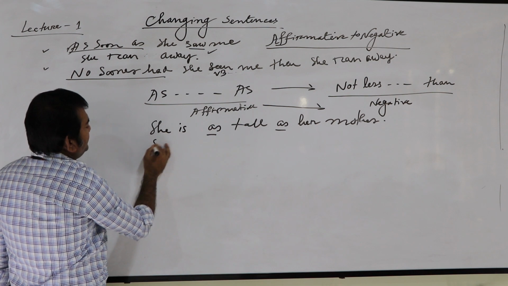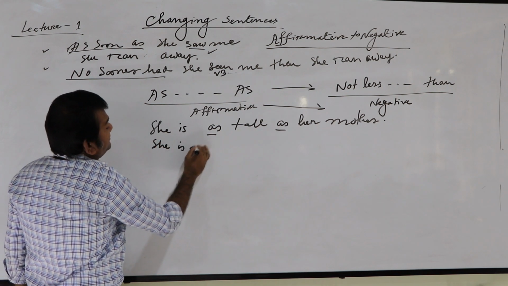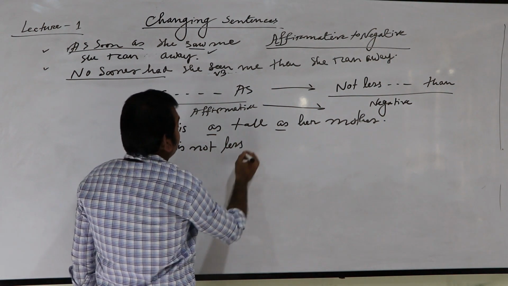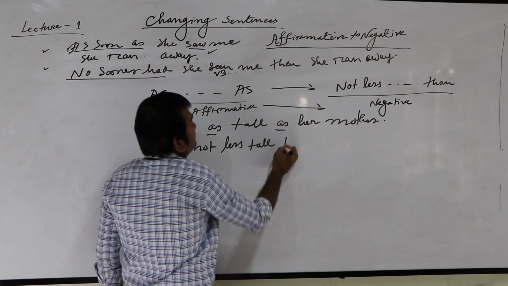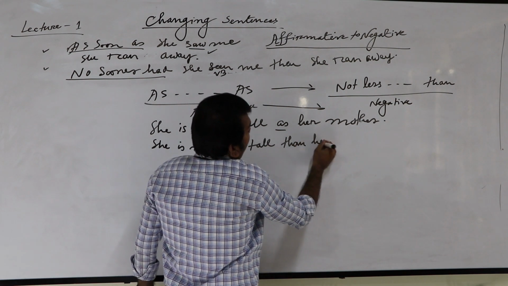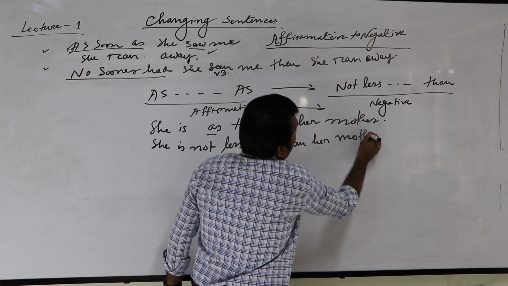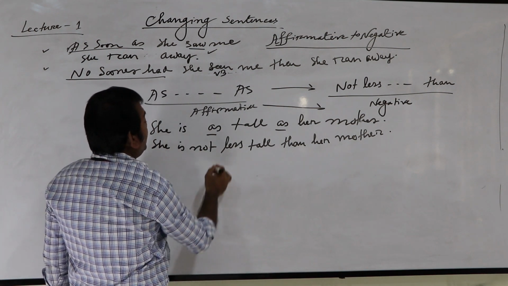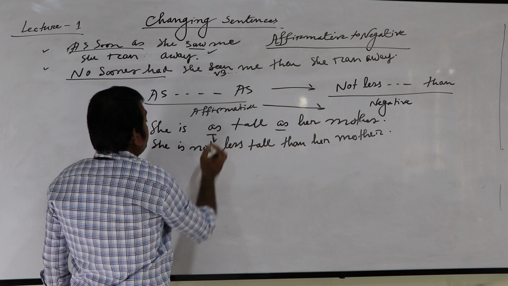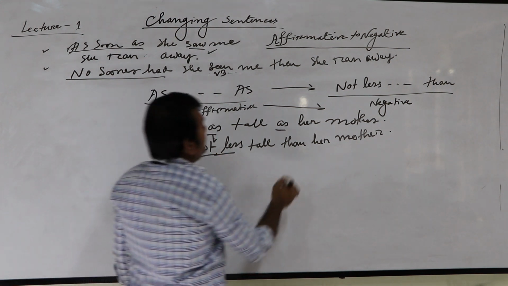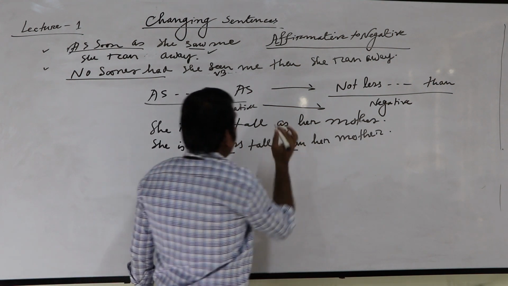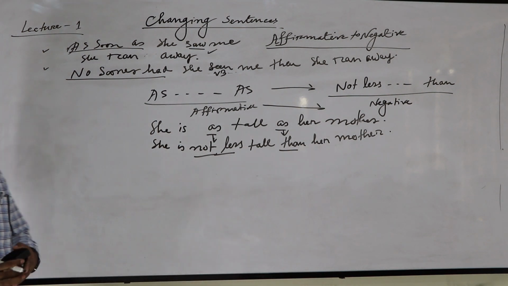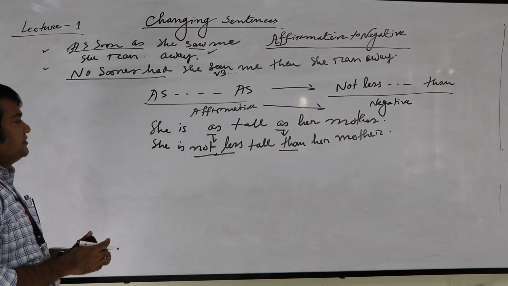Look, she is not less tall than her mother. Look, প্রথম as এর পরিবর্তে আমরা not less ইউজ করেছি এবং দ্বিতীয় as এর পরিবর্তে than বসেছে এখানে. Look, so this is how you can change the sentence having as ... as.